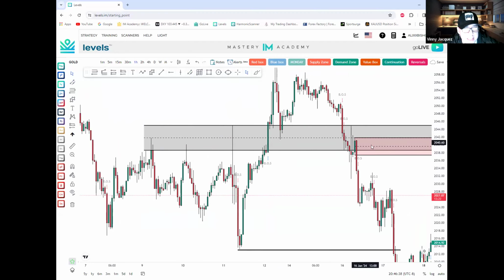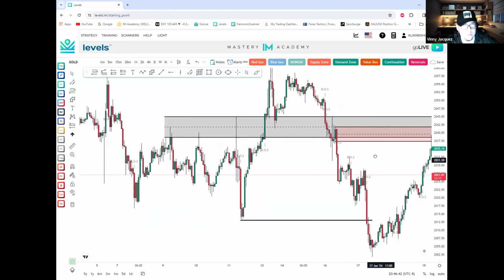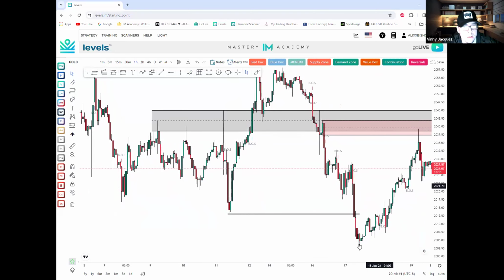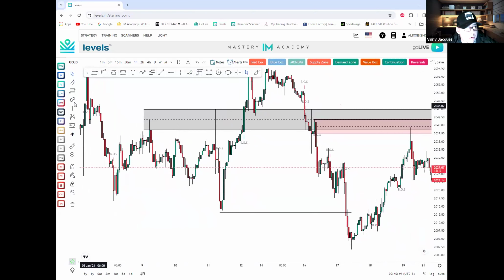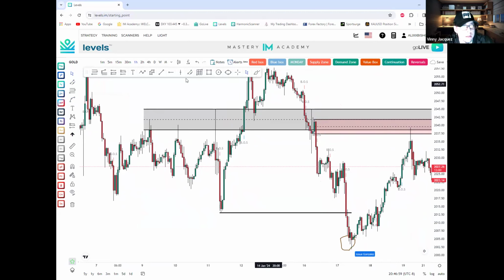So I'm already looking to take sell opportunities based off this, okay? So let's take a look here. Where did the market come back and flip? Right here. Boom. Market made that U-turn right here.